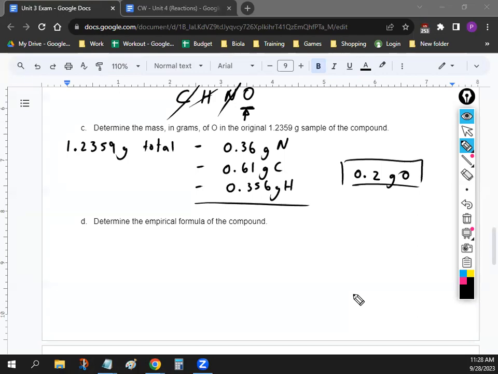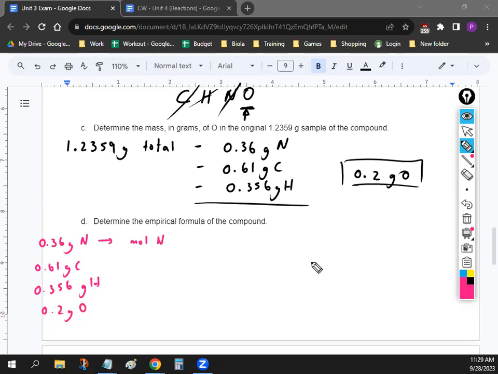All right, guys. I'm not going to go over part D completely with you, but I'll give you a starting point. Hopefully you're familiar with the empirical formula. You just need to take the grams of everything and turn them all into moles. So you take your 0.36 grams of nitrogen and turn it into moles of nitrogen. Same thing with the other ones. Turn all of these into moles, and then that gives you your empirical formula.